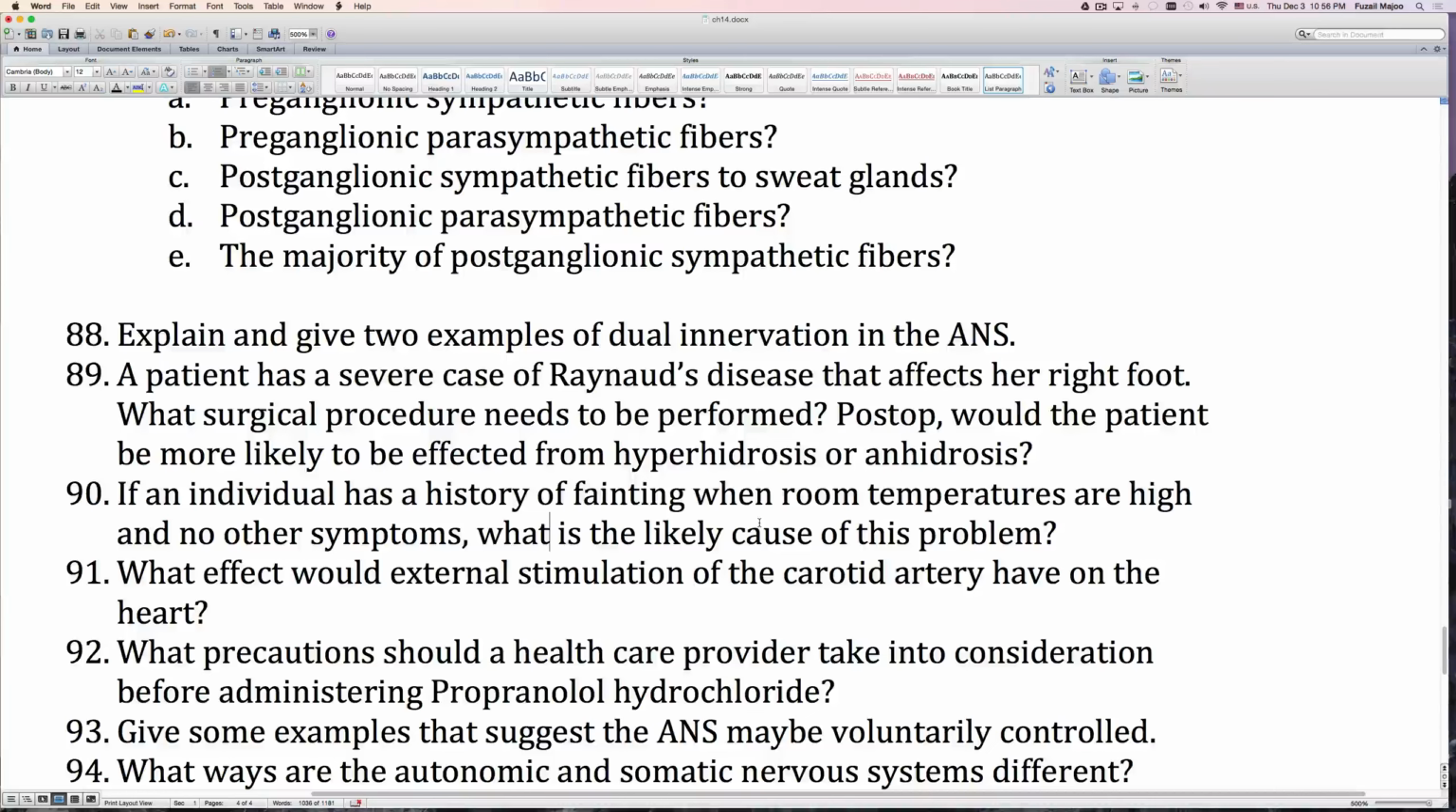Number 91. What effect would external stimulation of the carotid artery have on the heart?